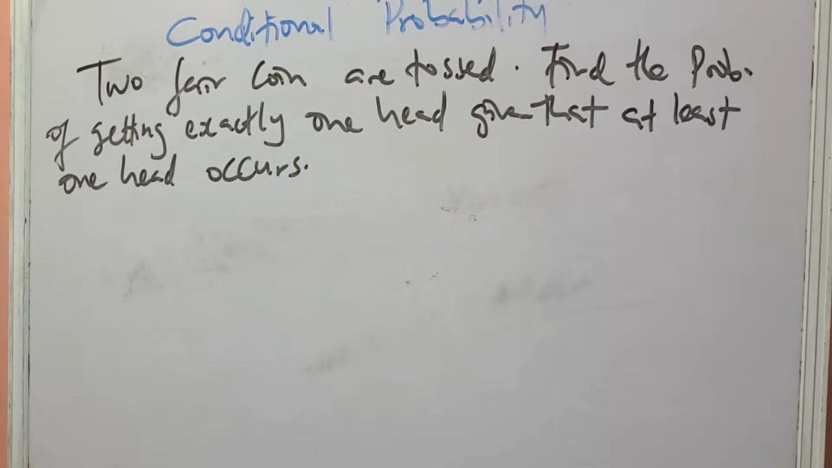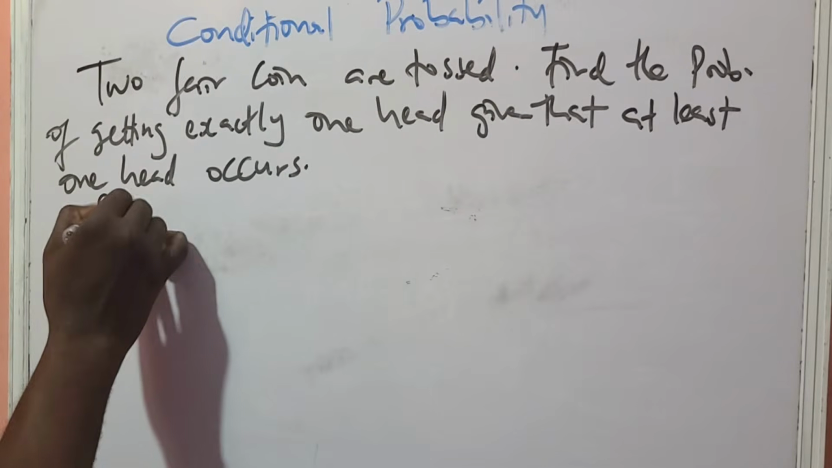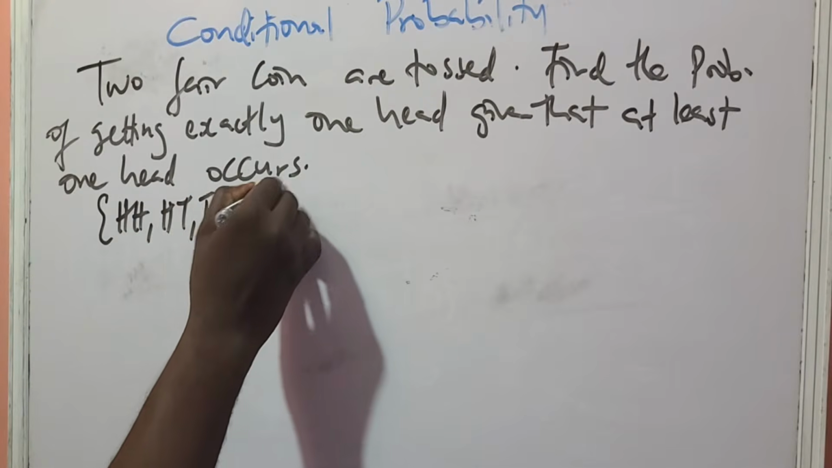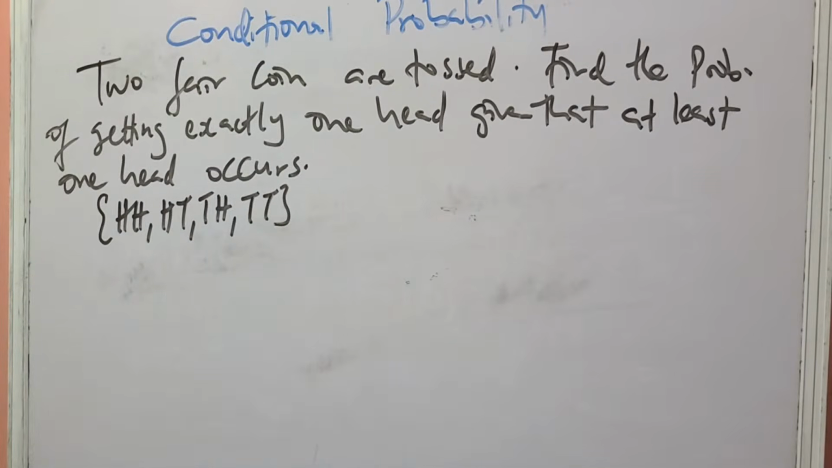Somebody said 2 over 3. Somebody else said 2 over 3. Are you sure that's the correct answer? Now let's follow the same process. Two fair coins are tossed. So of course we have the sample space. These are things that, at this point, I believe everybody in this class should properly understand. This is a sample space when two fair coins are tossed.